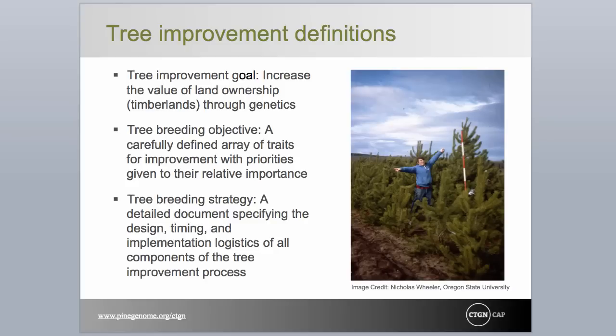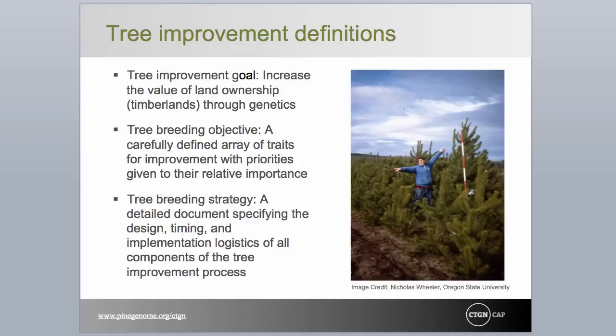To begin with, it is important to make a distinction between the tree improvement goal and the tree breeding objective. The former is a relatively simple economic rationale for investing in tree breeding, while the latter is a more carefully crafted set of priorities based on both science and economics. The tree breeding strategy employed to meet the tree breeding objective can be very detailed and complex. It is here that the use of markers must be carefully evaluated.